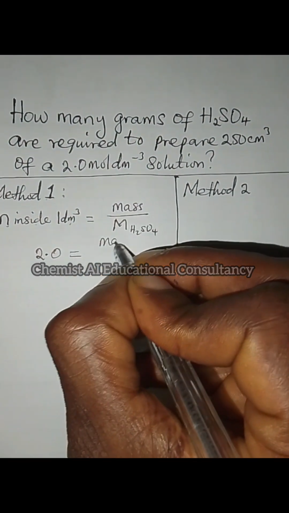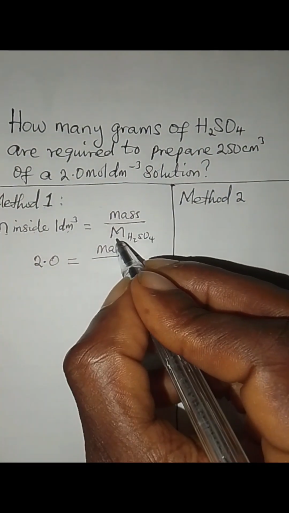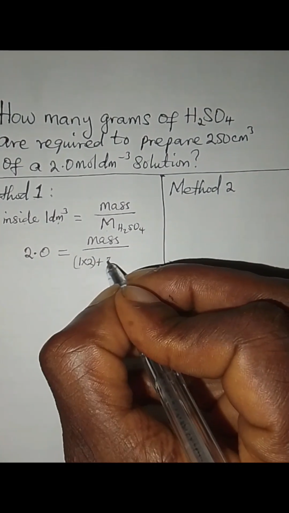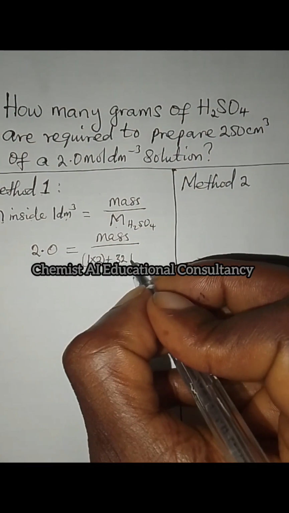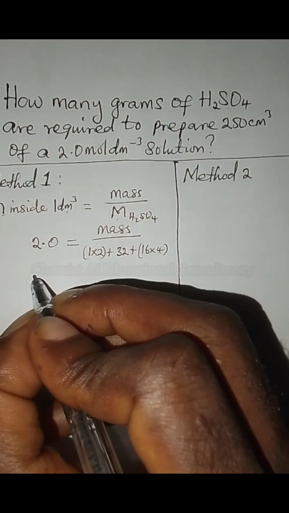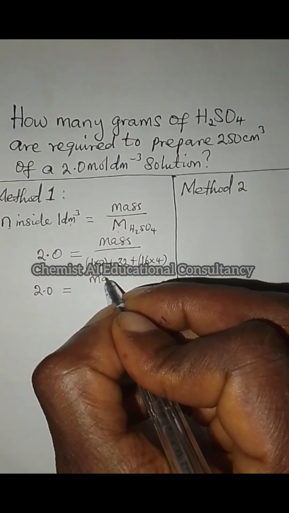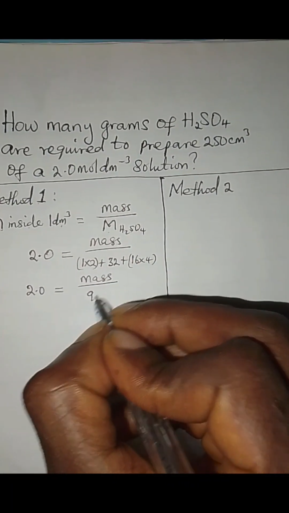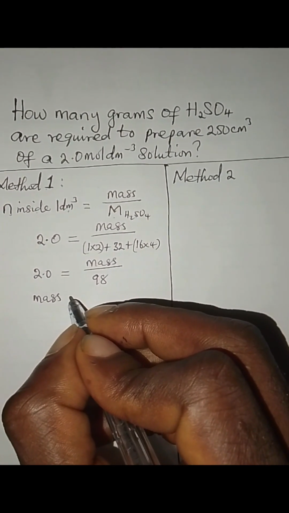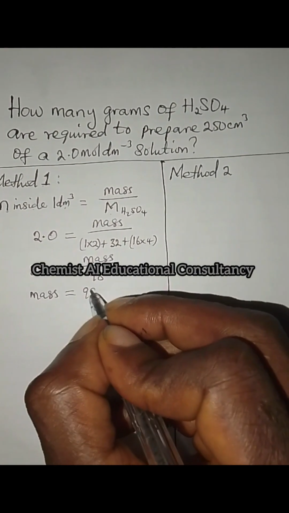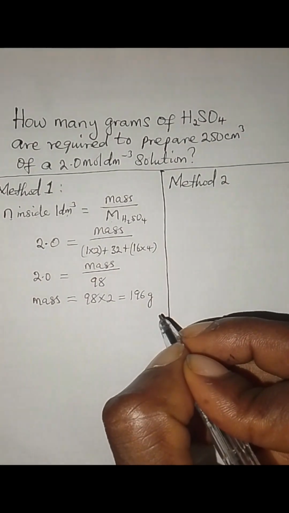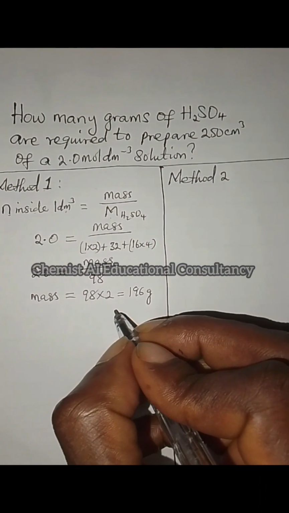The molar mass is calculated from the formula. Atomic mass of hydrogen is 1. There are 2 hydrogen atoms there, times 2, plus atomic mass of sulfur, 32, plus atomic mass of oxygen, 16, times 4 oxygen atoms. So 2 equals mass over, if you do the mathematical reckoning there, you will get 98, which is the molar mass of sulfuric acid. Therefore, you cross multiply. Mass will give you 98 times 2. And that is 196 grams of sulfuric acid contained inside 1 dm cube, remember, or 1000 cm cube.